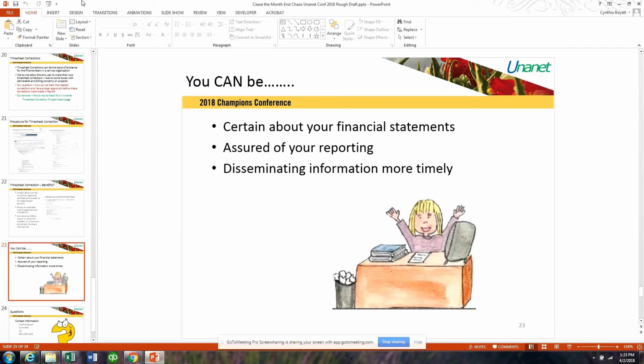And you can disseminate your information more timely, which means you get to be the happy employee at the desk instead of the very sad one with all the paper.